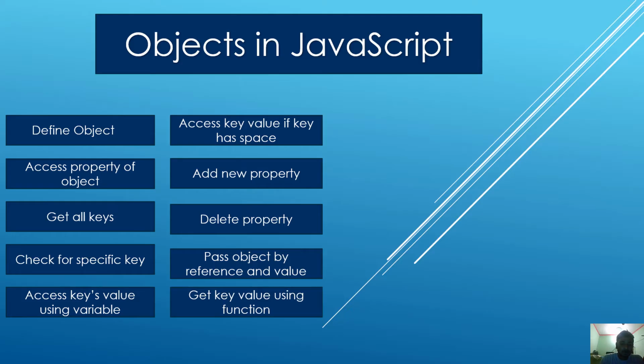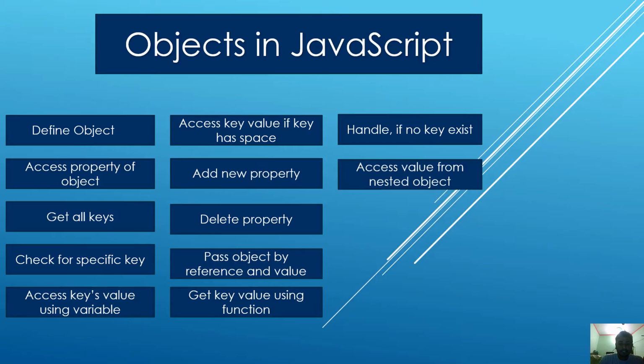Also, after that, I'll cover how you can get a value using a function. Inside the function, you will pass the name of a specific key, and it will return the value of that particular key. And next, I'll cover how to handle it if no key exists. Suppose you're requesting the value for a specific key, and when you are fetching the value, your program comes to know that there is no key inside this particular object. So how are you going to handle it?